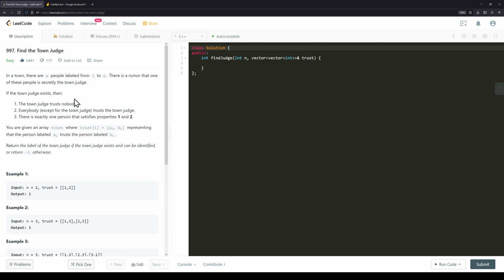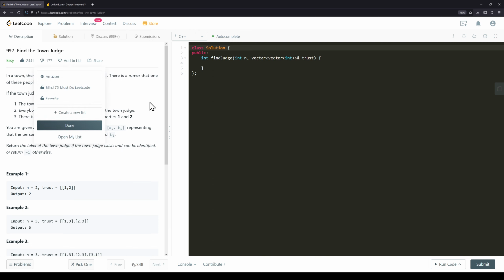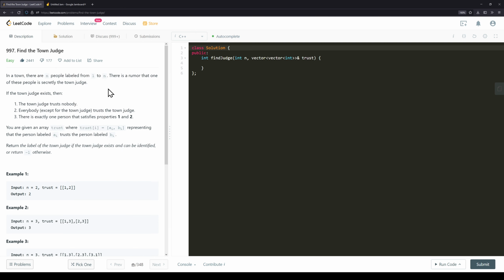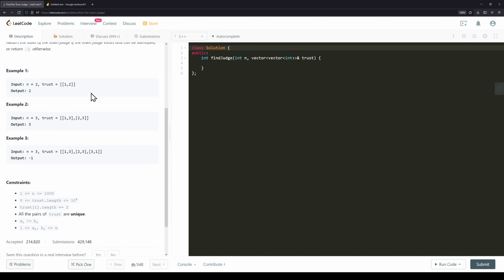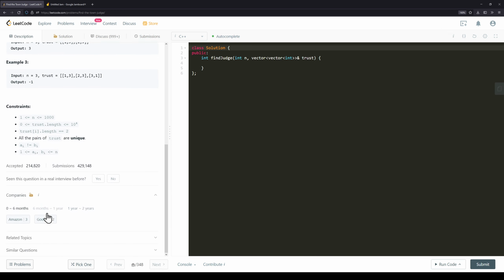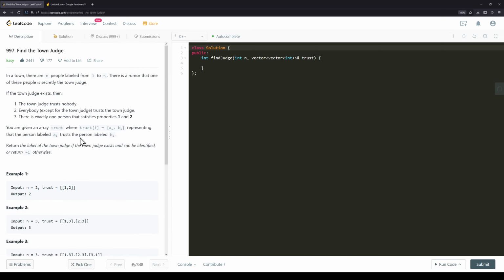Today we're going to be doing question 997, find the town judge. LeetCode daily question for today, 2022, January 2nd. This question is being asked by Amazon and Google in the past 6 months. And pretty much what it's asking is you have to find the person that satisfies these three conditions. That means they're the town judge.